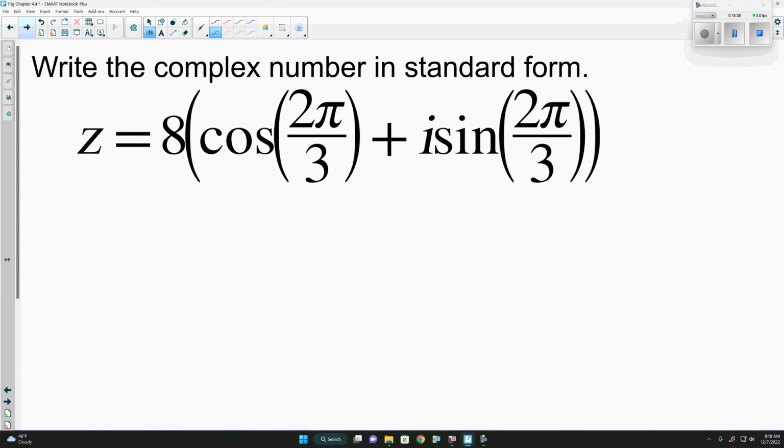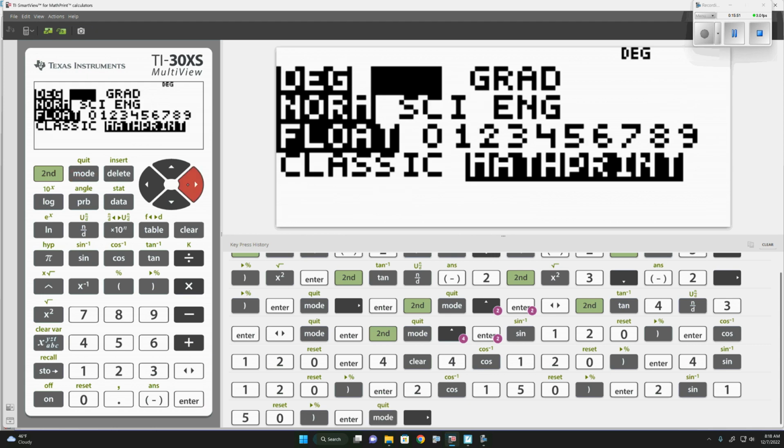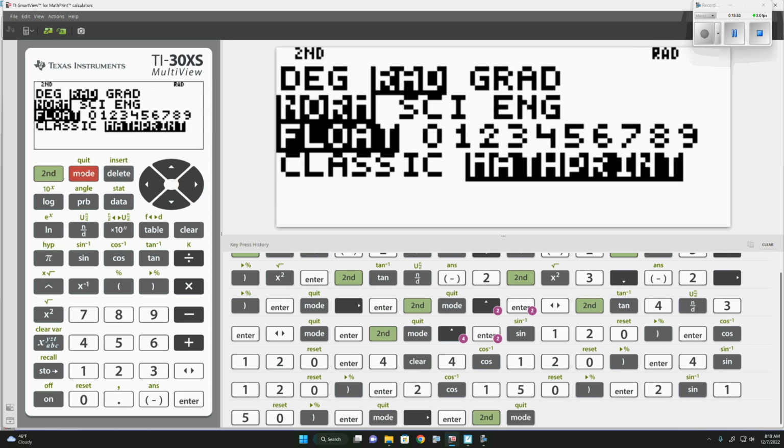We'll do one of these here because it's good to see it in both forms, radians and degrees. But it doesn't change anything. The only thing that we have to do here is change the calculator from radians to degrees, or degrees to radians.